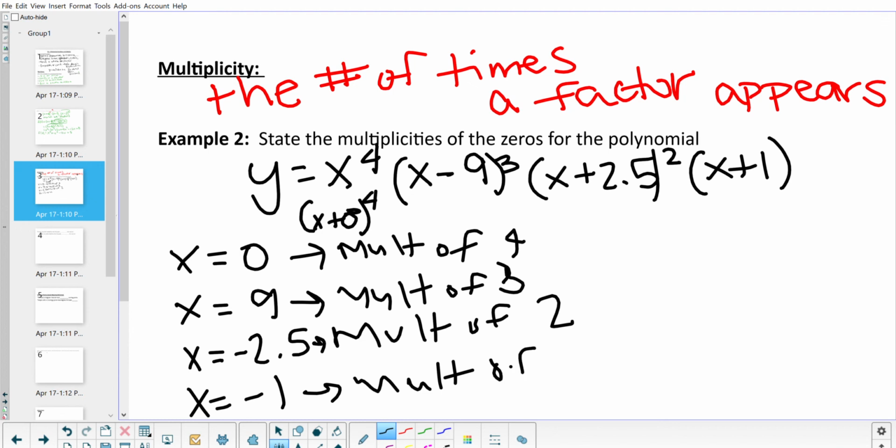And these multiplicities, you're going to see in the next video, do have a very important role. They tell us something very important. So make sure you watch part 2 to find that out.